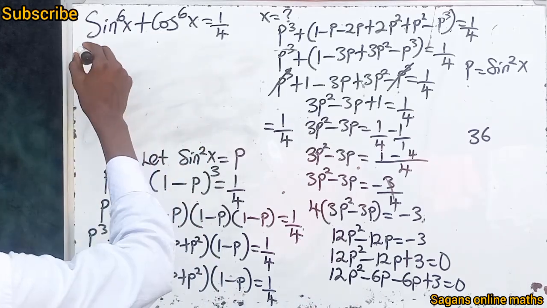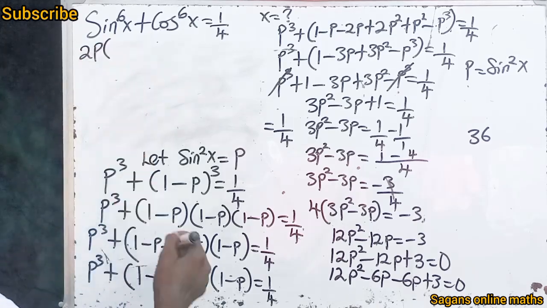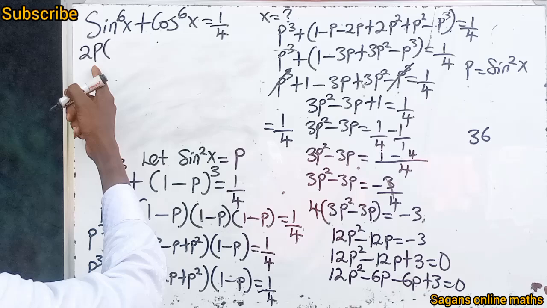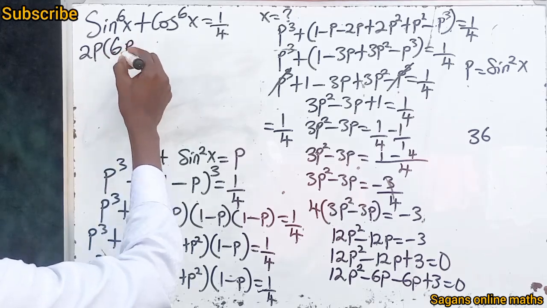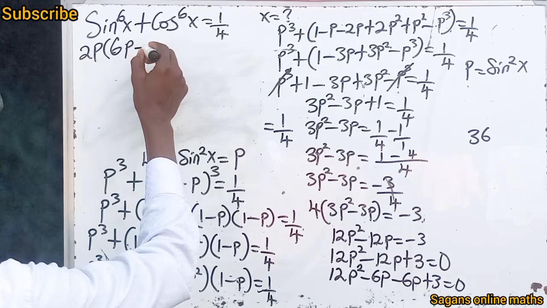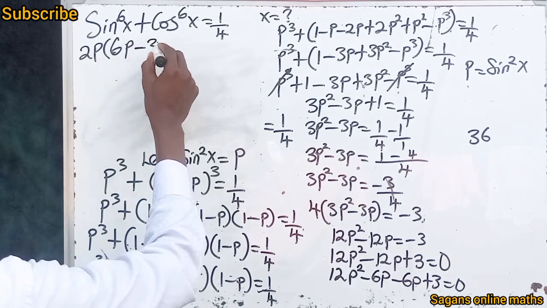So consider 2p is common, right? Into 12p square divided by 2p. 12p square divided by 2p equals what? Equals 6p, okay? Now minus 6p divided by 2p equals what? Plus what? Equals minus what? 3, because minus is here, minus 3, right?